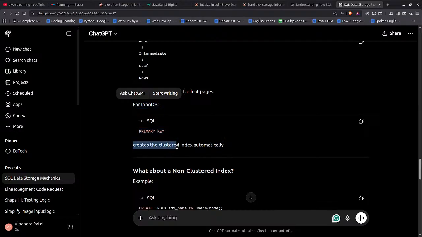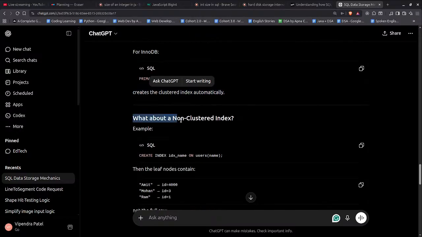Primary key creates the clustered index automatically. What about the non-clustered index? So, create index name on user's name. So ultimately, it's a key-value pair.